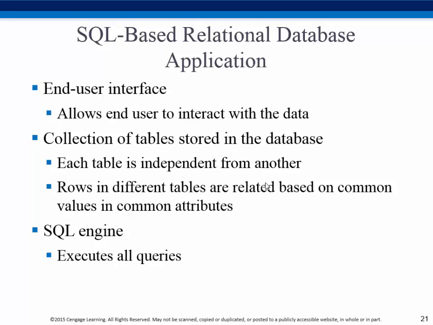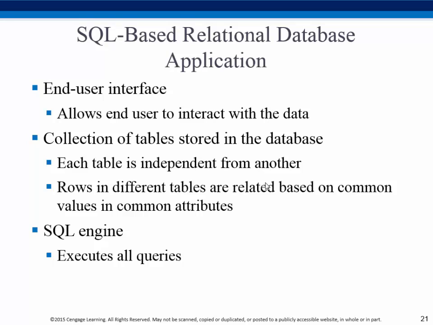From an end-user perspective, any SQL-based relational database application involves three parts: a user interface, a set of tables stored in the database, and the SQL engine. The end-user interface allows the end user to interact with the data. Each interface is a product of the software vendor's idea of meaningful interaction with the data. A collection of tables is stored in the database. In a relational database, all data are perceived to be stored in tables. The tables simply represent the data to the end user in a way that the user can understand.